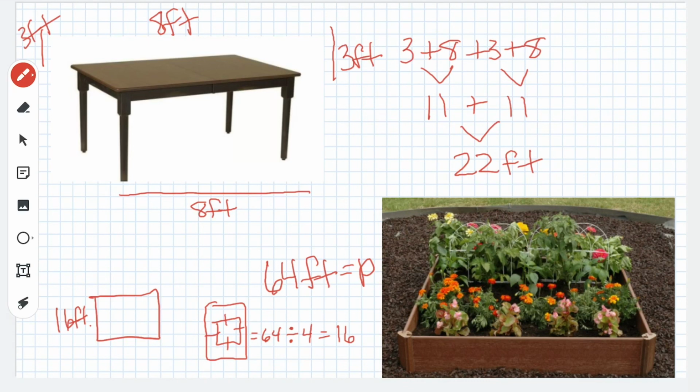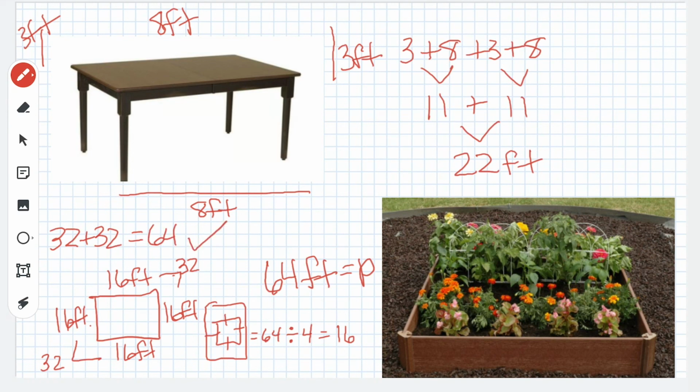And I can check my answer by adding up the sum of those sides. 16 plus 16 plus 16 plus 16. 16 plus 16 is 32. 32 plus 32 equals 64. That checks out. Great job, guys.